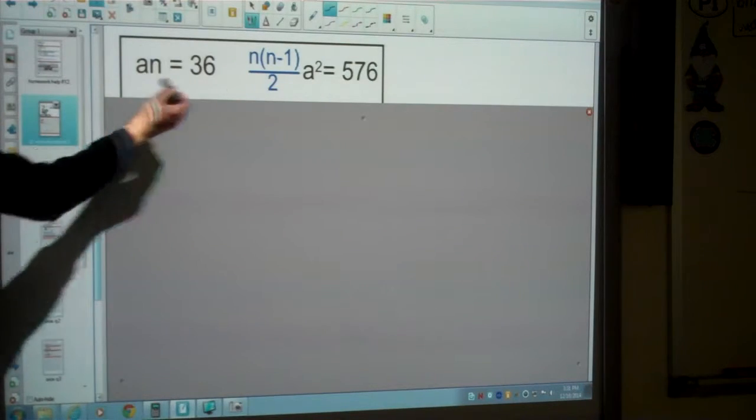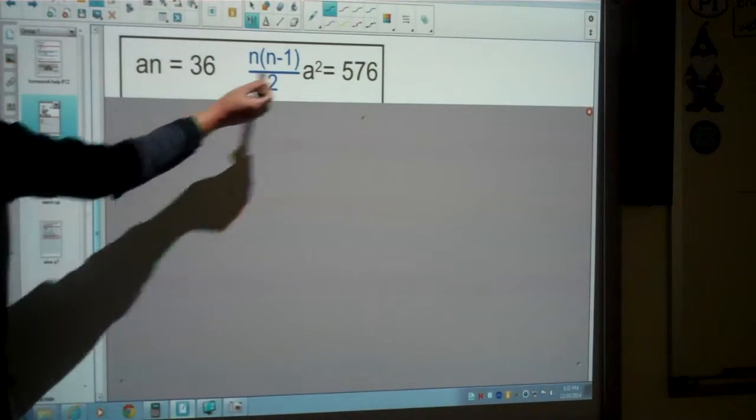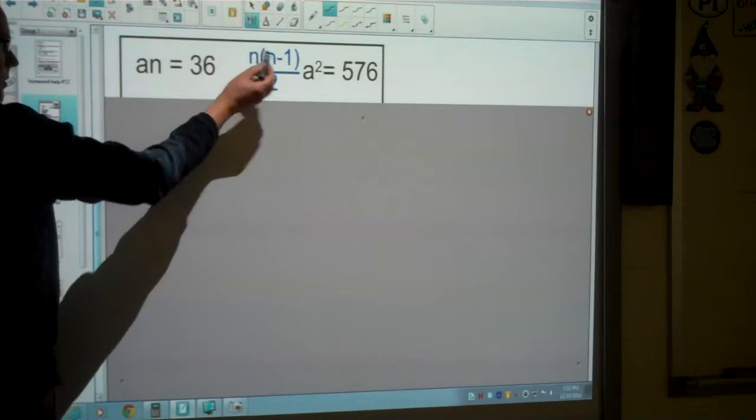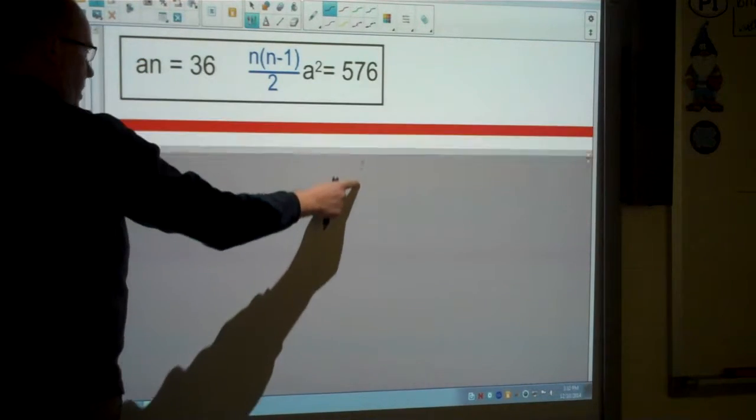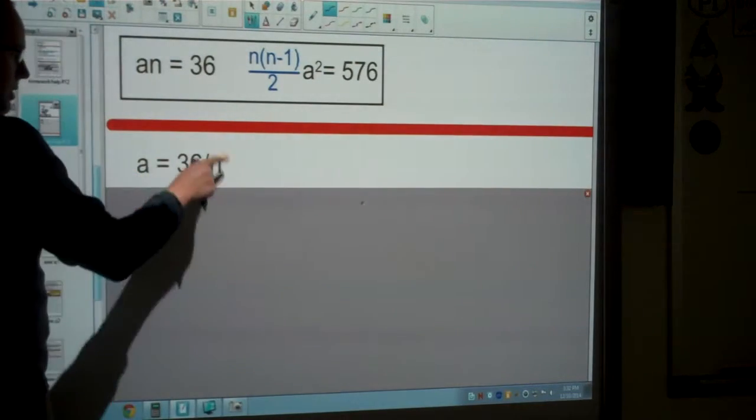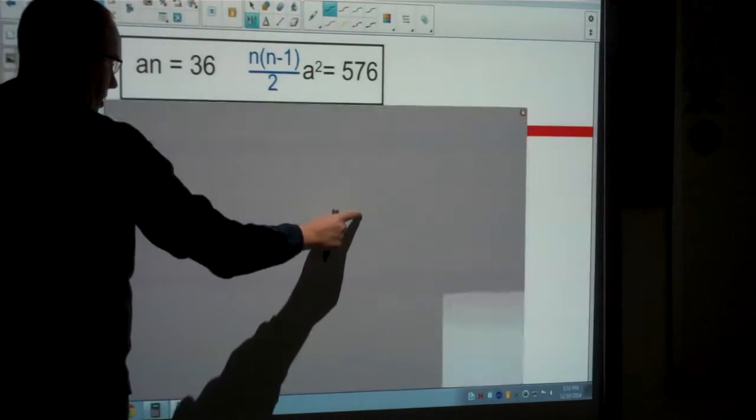Now the easiest one to rearrange is this one. I'm going to solve it for a, because a only appears once in this formula, where n appears twice. So to solve for a, it's 36 divided by n, and then I can substitute this into this equation.